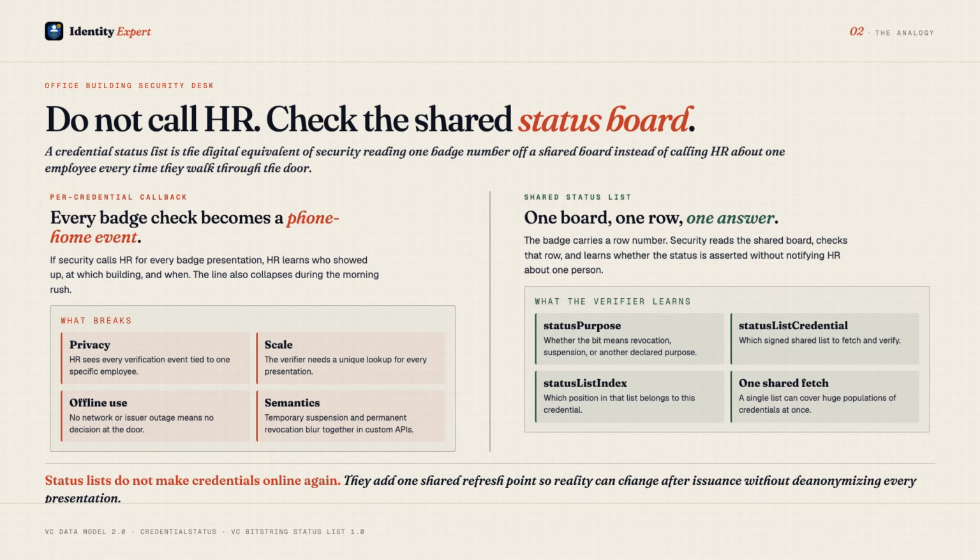Think about a large office building with 100,000 employee badges in circulation. Security at the front desk needs to know whether a badge is still valid, but they do not want to phone HR every time someone walks in. A direct phone call would tell HR exactly which employee showed up at which building and at what time. It would also become a scaling disaster during the morning rush.